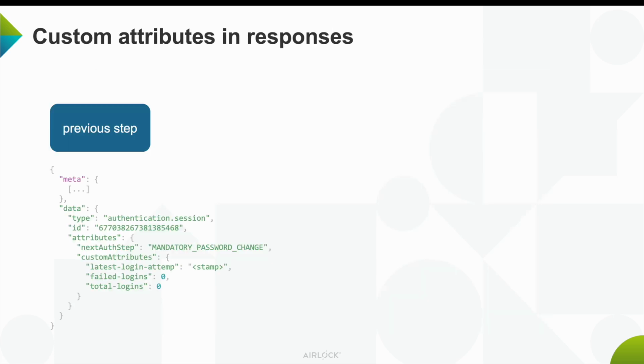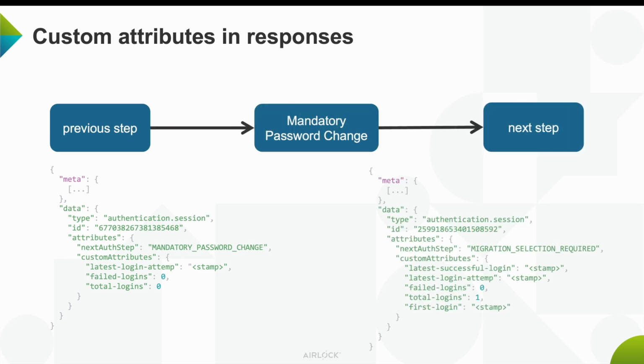As promised, let's look at these user statistics. I have a small flow. It has a previous step, then there is a mandatory password change, and then we have a following step. And the important part, of course, that interests us is here in the data that we're returning, we have custom attributes. And as you can see, these user statistics before the mandatory password change are fewer than after the mandatory password change. Why? For example, here the attribute first login, which is a timestamp, only exists once you actually use the password. And since this is the mandatory password change, it's probably the first time this user actually logged in.